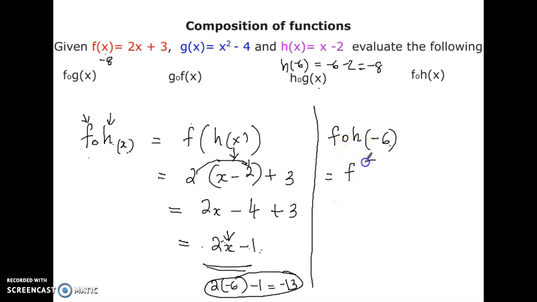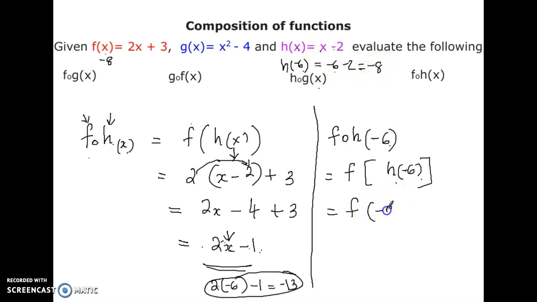You would first find h of negative 6 first, and then find the value of h of negative 6. H of negative 6, I already did that here for you. H of negative 6 is negative 6 minus 2, which is negative 8.